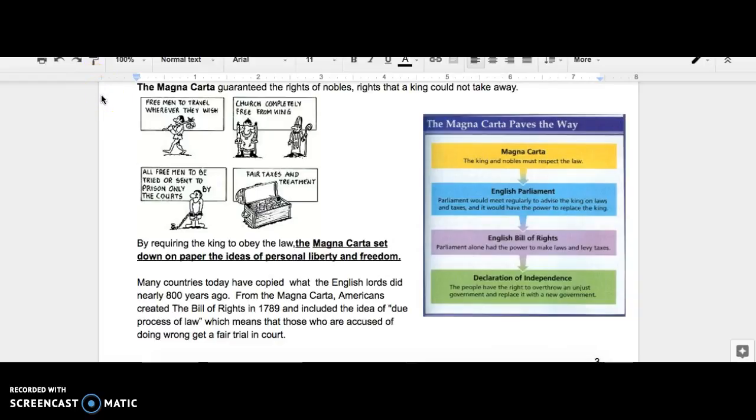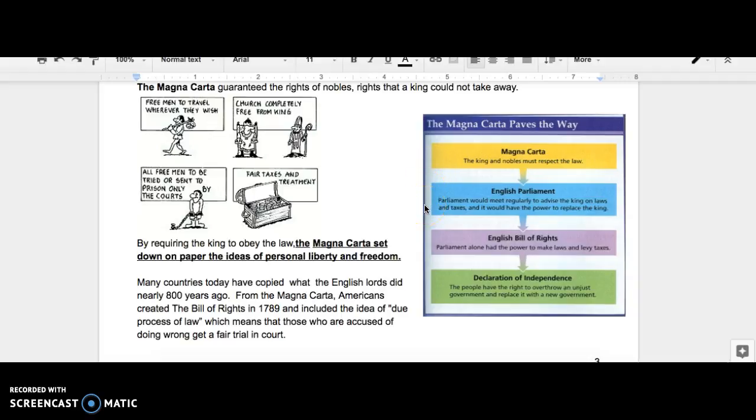The Magna Carta guaranteed the rights of nobles, rights that a king could not take away. Free men to travel wherever they wish. Church completely free from king. All free men to be tried or sent to prison only by the courts. Fair taxes and treatment. The Magna Carta paves the way. Magna Carta: the king and nobles must respect the law.